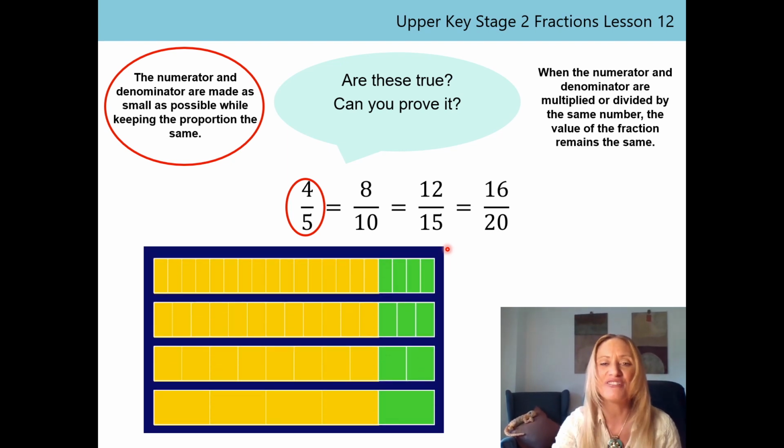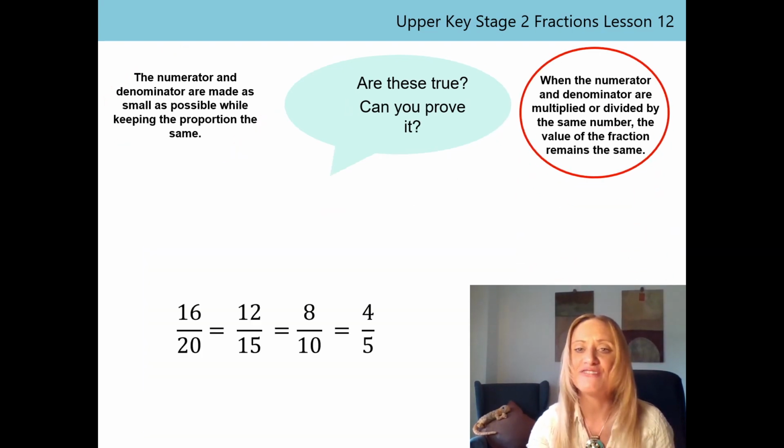Fantastic! Did you draw an area model like me? So here we can see the whole has been divided into 5 equal parts, and 4 of those parts is the same proportion of the whole as if I divide the whole into 20 equal parts, and then 16 of those equal parts will be the same proportion of the whole. So well done. So that generalisation is true, and you proved it.